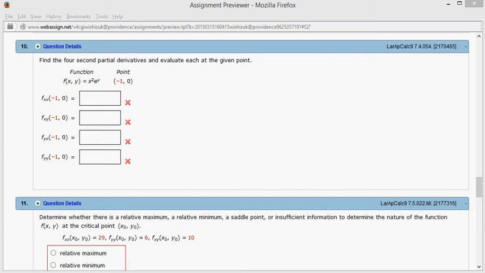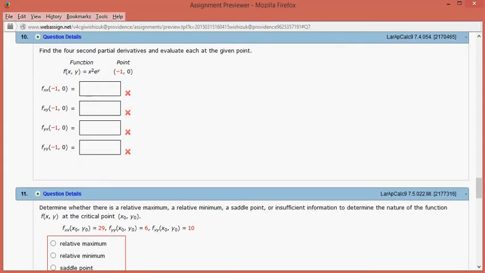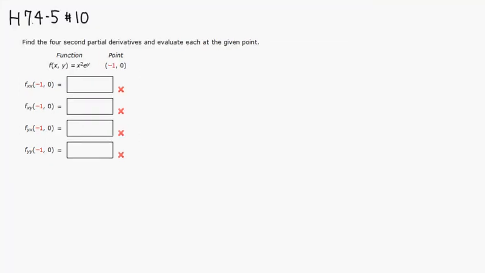Alright, let's look at the homework 7.4, 7.5, problem number 10. Let's find these four second partial derivatives. In order to do that, we have to find the first partials. So take the partial derivative with respect to x.